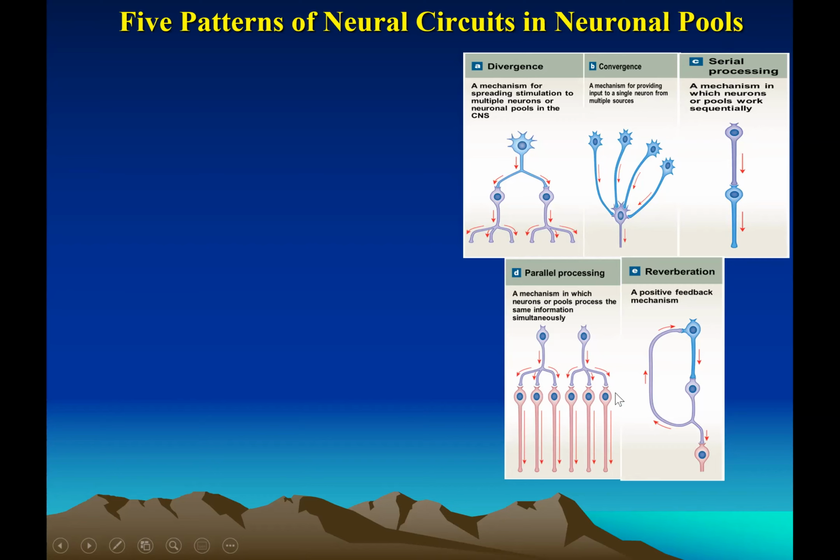So several neuron pools can process the same information in parallel. So the information is transferred at the same time, parallel processing. Reverberation is a very interesting phenomenon where the collateral axons along the circuit will extend back towards the source of an impulse in a positive feedback mechanism. So these are the 5 patterns of neural circuits that can be found in the body.